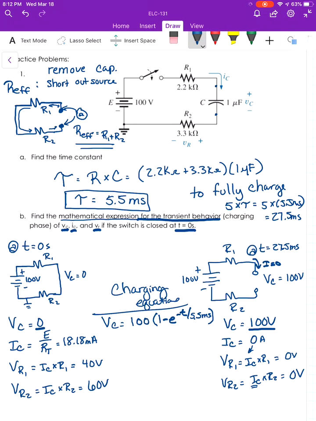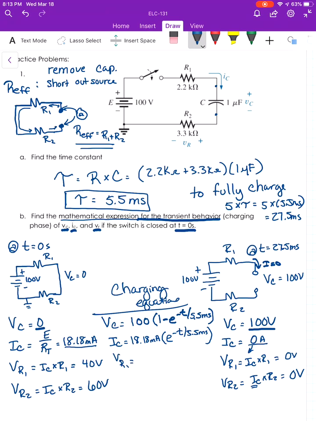Okay, so what we're saying is our V sub C starts at 0 and climbs to 100 volts after 5 times 5.5 milliseconds. Our IC is doing the opposite. We're starting at 18.18 milliamps and going to 0. So the shape of that curve looks like e to the minus t over tau. And we're starting at the maximum of 18.18 milliamps. So this equation says we're starting at a maximum and going to 0.